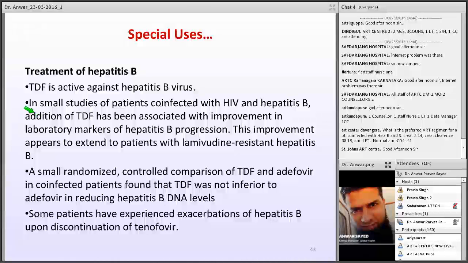In many studies it has been shown that addition of tenofovir has been associated with improvement in laboratory markers of hepatitis B progression, and this improvement appears to extend to patients with lamivudine resistant hepatitis B as well. A small randomized control trial comparing TDF and adefovir in co-infected patients found that TDF was not inferior to adefovir in reducing hepatitis B DNA levels, and some patients have experienced exacerbations of hepatitis B upon discontinuation of tenofovir, the same which we saw in the previous slide as well.